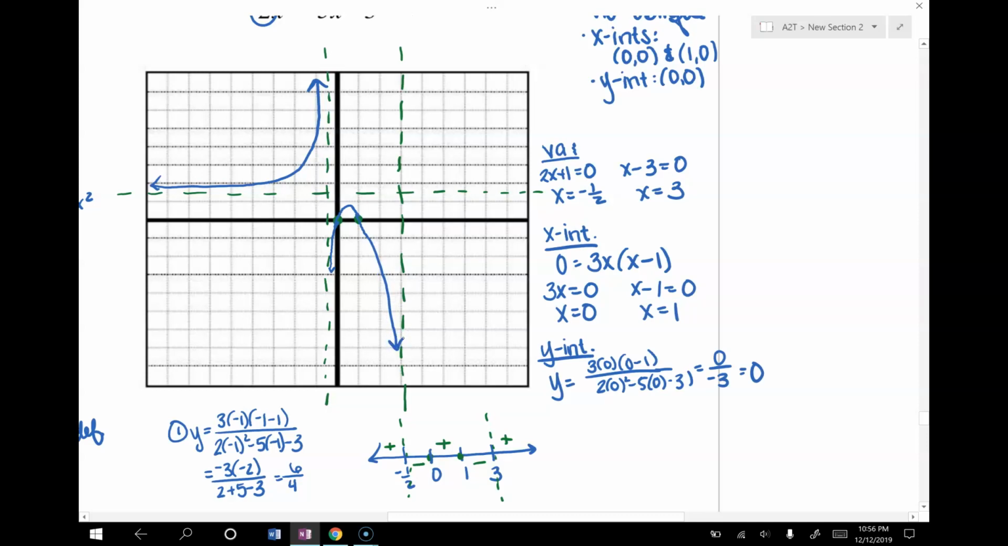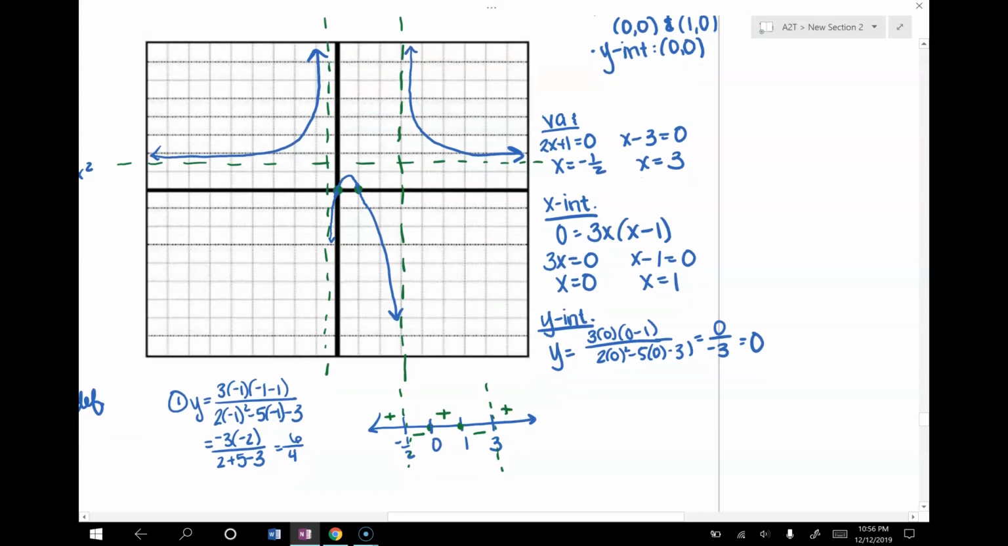That last section to the right of x equals 3, it says we are positive, which means we are above the x-axis. I'm not going to cross it because I don't have an x-intercept. So I'm going to get real close to that vertical asymptote. And since the horizontal is guiding my end behavior, I'm going to curve out a little bit. And there it is.